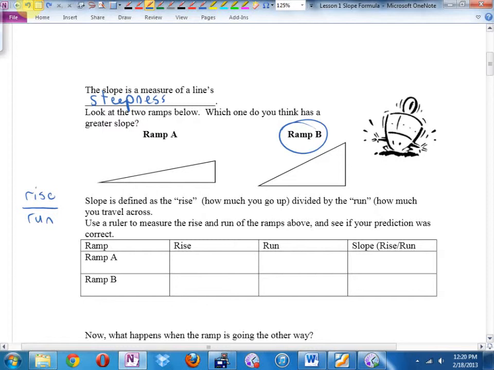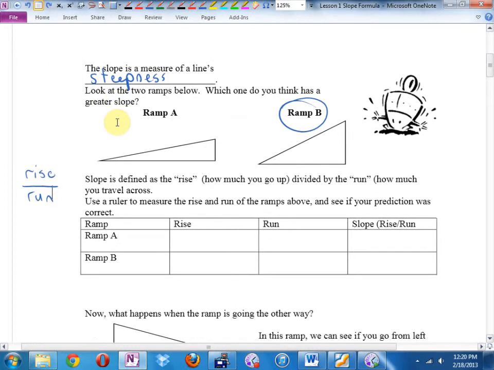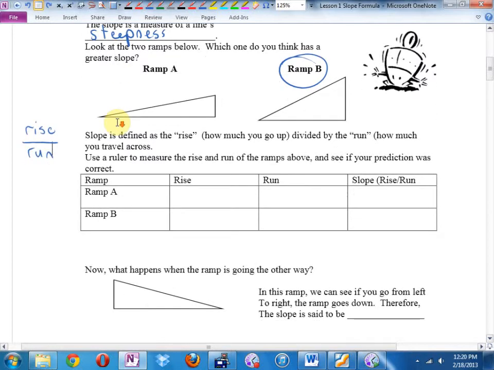I wrote down here, use a ruler to measure the rise and the run of the ramps above and see if your prediction was correct. We're not going to worry about that just yet either. We're going to try and get to graph paper, so you can omit that. Trust me, ramp B is steeper. And if you measured the rise and you divided by the run, you would find that your decimal answer for ramp B was much larger.